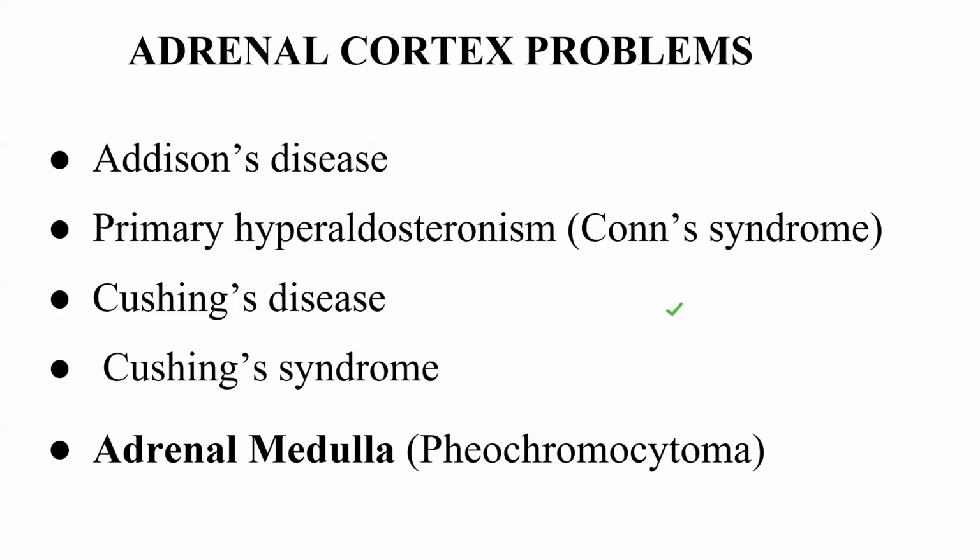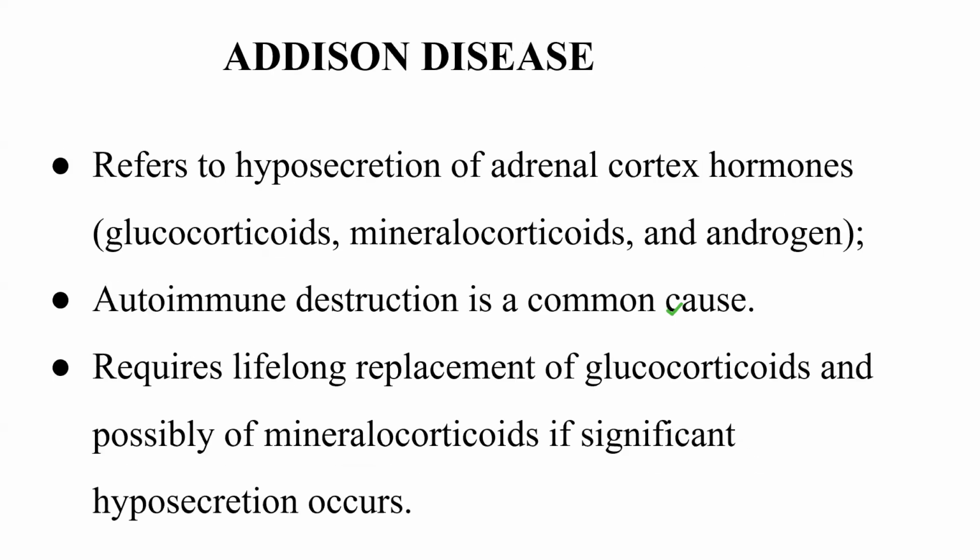Okay, so let's talk about the outer layer of the adrenal glands. Now the problems, what are the dysfunctions that will happen? The first one is Addison disease. We also have Conn's syndrome, that's primary hyperaldosteronism. We also have Cushing's syndrome and Cushing disease. For the adrenal medulla, the major disorder there is pheochromocytoma. Okay, so let's take this one after the other.